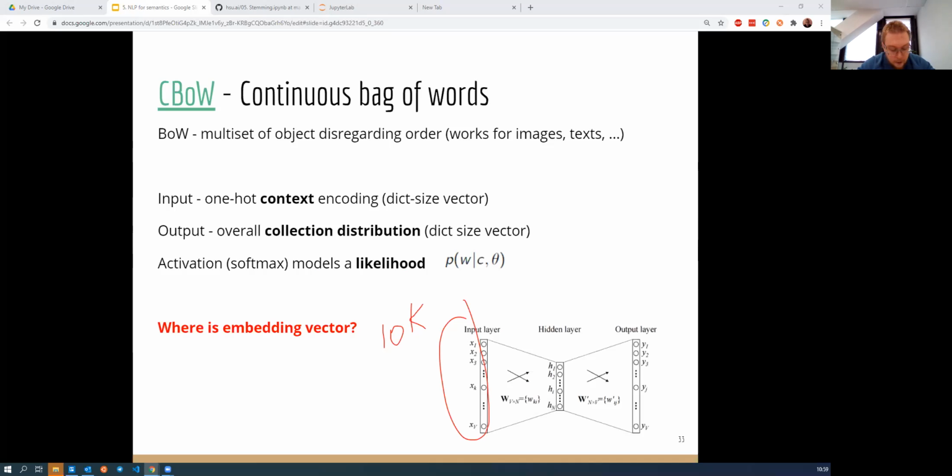Output layer is again the dictionary size vector because we train prediction of the word by the context, and that means that it's again one hot encoding of the text. So this is the text, the original word represented by the one hot encoding. This is the predicted context represented by the one hot encoding. So this is 10 by 10K.